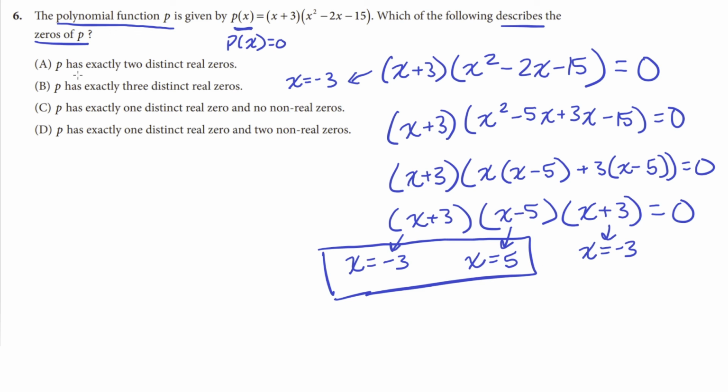So that means p has exactly two distinct real zeros. These are real numbers, meaning that the x and y coordinates are real, they're not imaginary, and they're distinct, meaning they happen at two different points. So one happens at x equals negative 3 and the other happens at x equals 5. So A is the correct answer.